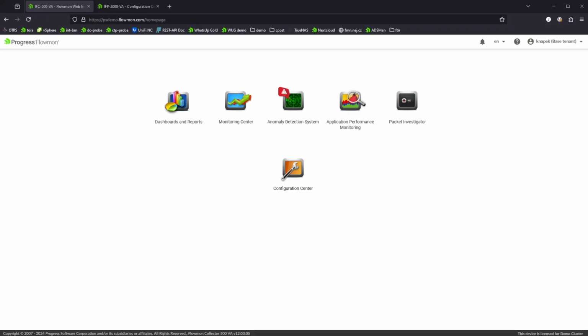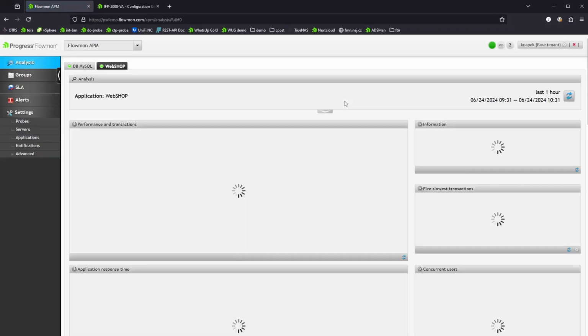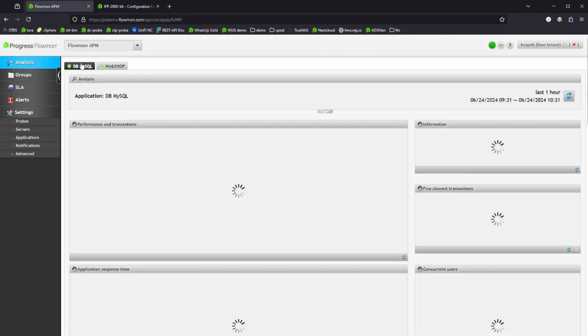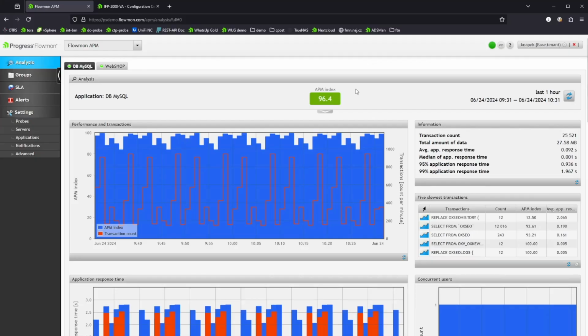Now let's have a look at working with the APM system itself. So let's go to application performance monitoring, and first of all we get into the analysis. You can see right away the APM index, so that's the indication for you whether there is something off or not. As you can see, for the database we are really good.